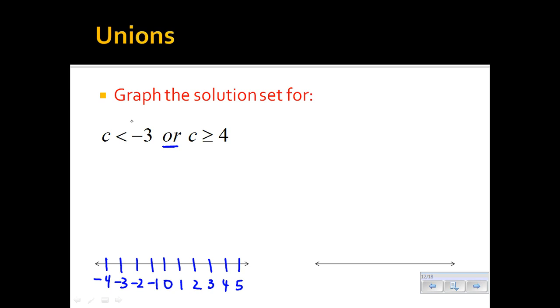Okay, so first of all, C is less than -3. Well, that would be open dot on -3 and going to the left. Or I'll also take numbers for C that are greater than or equal to 4. Well, that would be a closed dot on 4 pointing to the right. And that's it, because this time we're not looking for the overlap. We're not looking at numbers that fit both. It could be either here or here. It doesn't have to be both. So this is what the graph of a union will often look like. It's disjointed or disconnected.